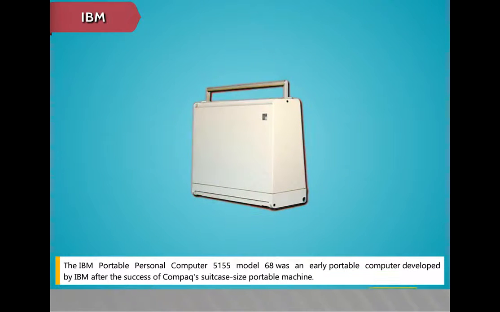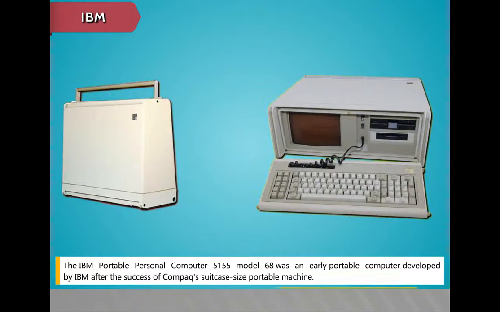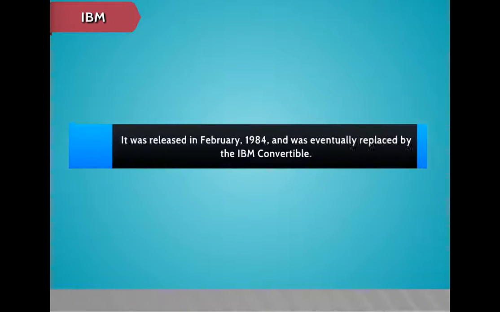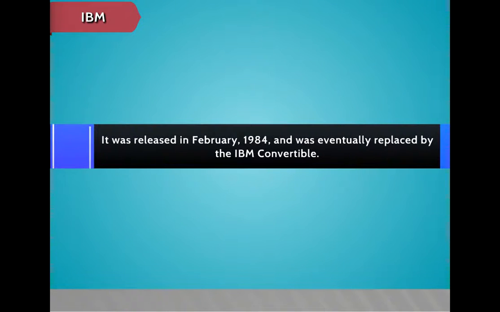The IBM Portable Personal Computer 5155 Model 68 was an early portable computer developed by IBM after the success of the IBM PC. It was a compact, suitcase-sized portable machine, released in February 1984 and eventually replaced by the IBM Convertible.